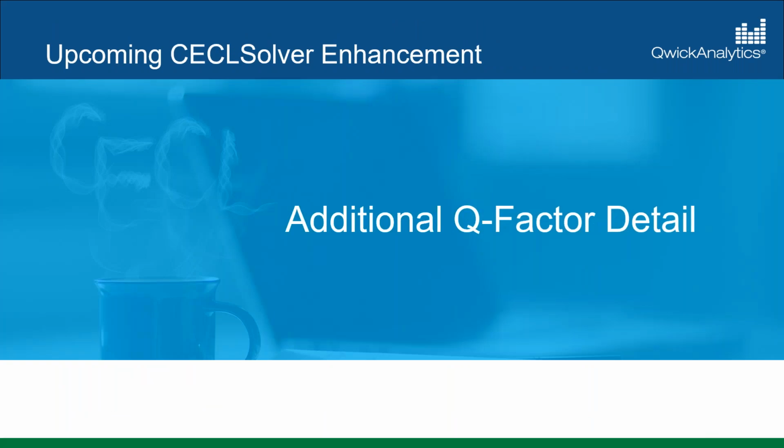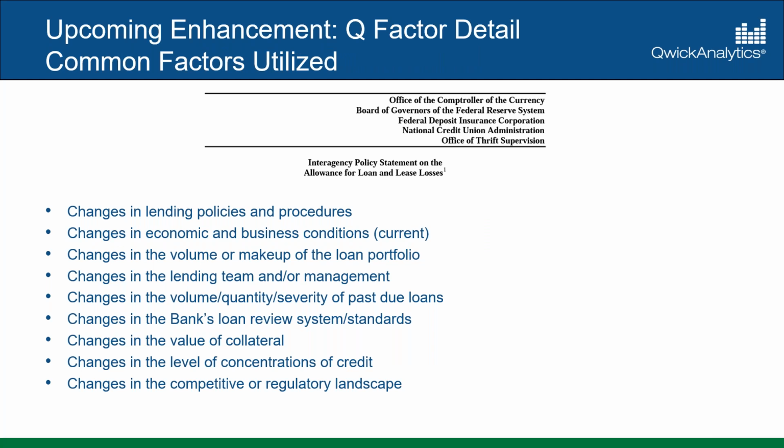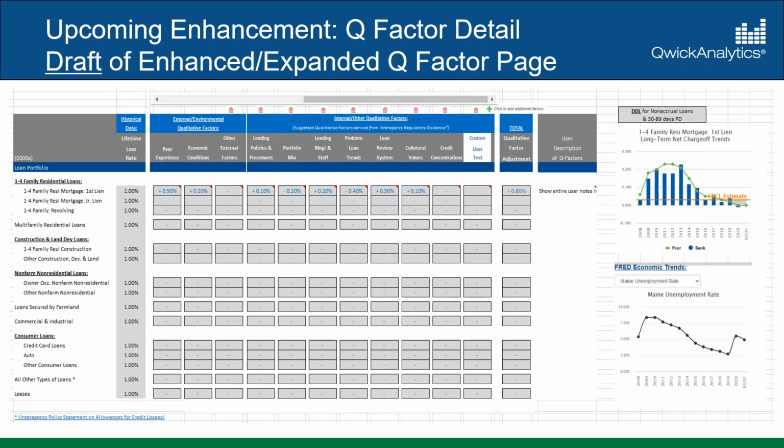An additional enhancement, so on our Q factor page, if you remember, there's a couple of columns for adjustments for peer data and economic data, but then we just leave it up to you to add additional columns for additional Q factor adjustments. We had a lot of users who said it would be helpful to us if you would simply just kind of preload the Q factors tab with all those 9 suggested Q factor adjustments from the interagency regulatory guidance that we've had for over a decade now. I think that was like 2004 or something when some of that came out.